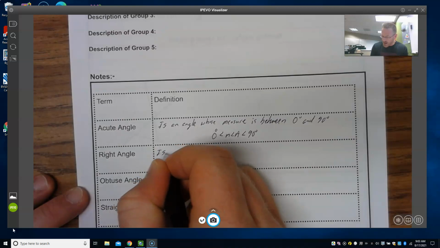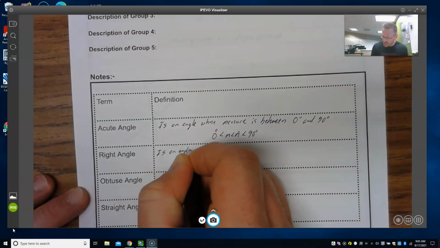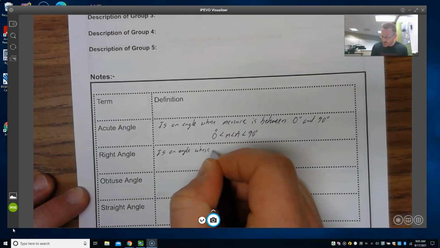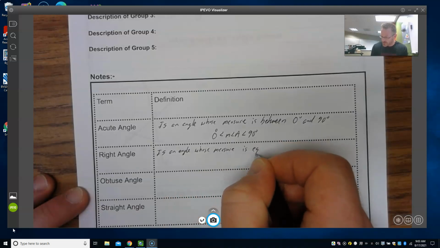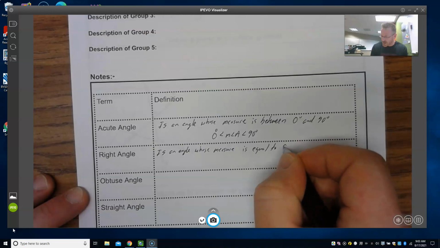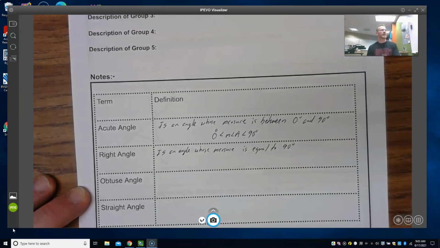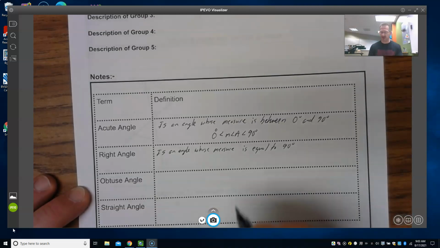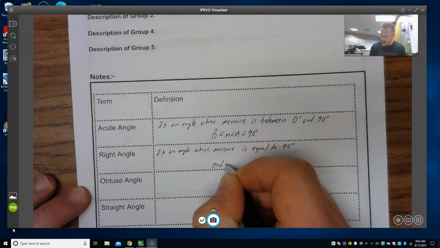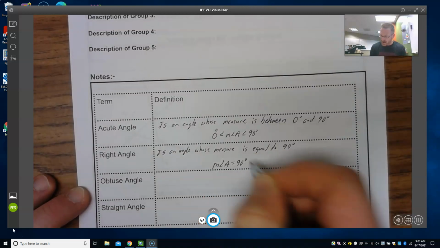So a right angle is an angle whose measure is equal to 90 degrees. Now once again, if I'm going too fast, you need to write this down: pause the video, write it down. Remember that you do have to have all your notes fully completed. Then turn it back on and go to the next thing. If I'm moving too fast and you need more write time, be sure to pause that video. So the measure of angle A is equal to 90 degrees.